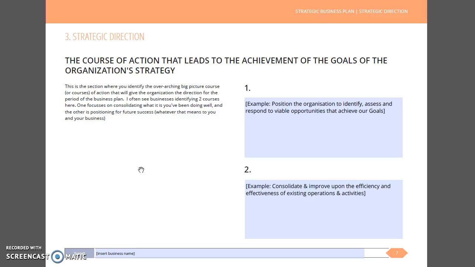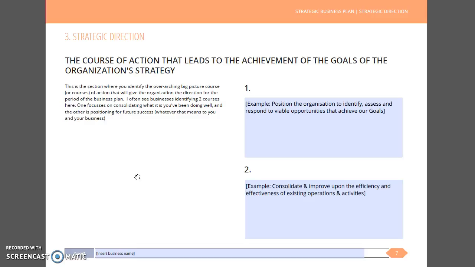Next, we look at the strategic direction. So this is still the big picture stuff. This is that really big overarching course of action that will give you the direction you need for the coming 12 months. Now, the examples I've put in here are straight from my plan.